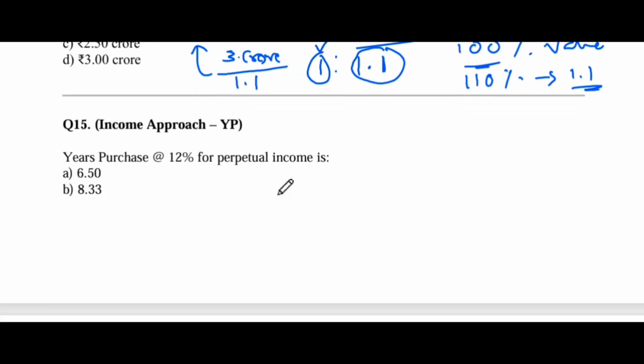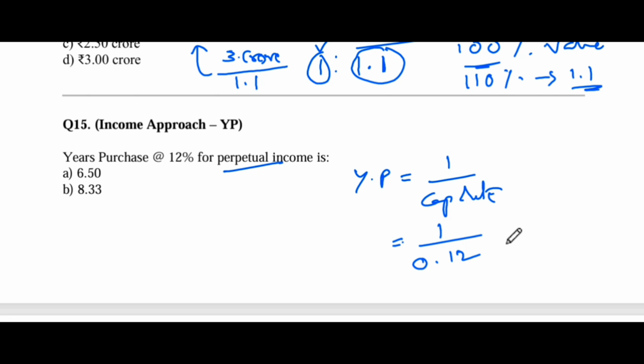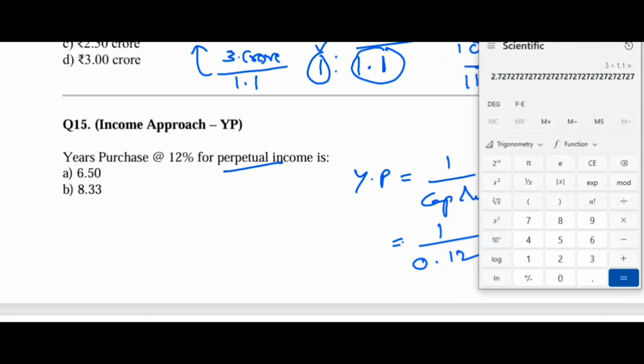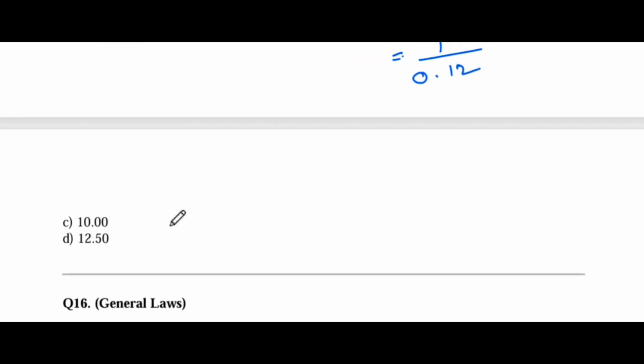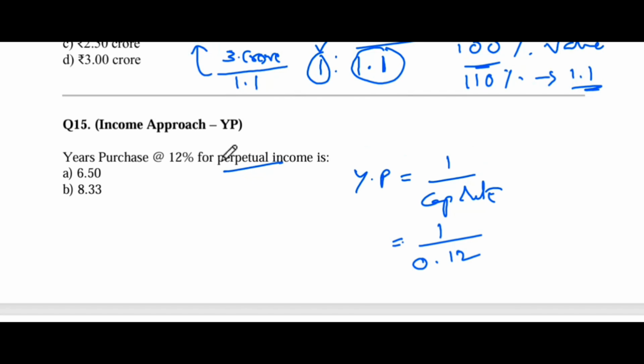Purchase at 12% perpetual income is... So this we have discussed in previous sessions. YP for perpetuality is equal to 1 by capitalization rate. So that becomes 1 by 0.12. So the answer is here. The correct answer would be 8.33.